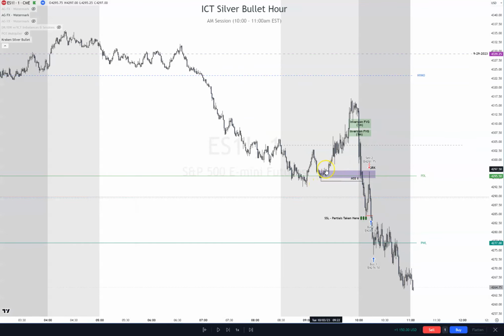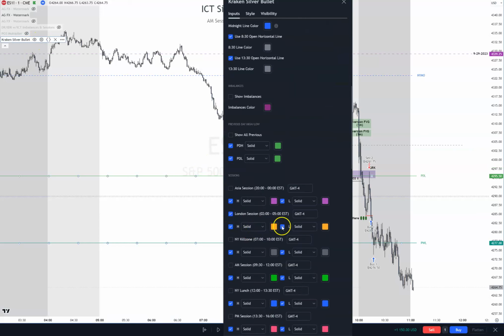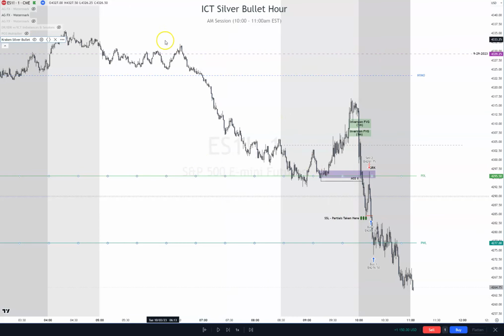And then price started pulling back. We pulled our fib from the high to the low and saw that it stopped at close to optimal trade entry. Then before the silver bullet started, we had two ways this could go. We could target the London high. Let me throw that on there real quick. The London high. You could have aimed for the London high right here.